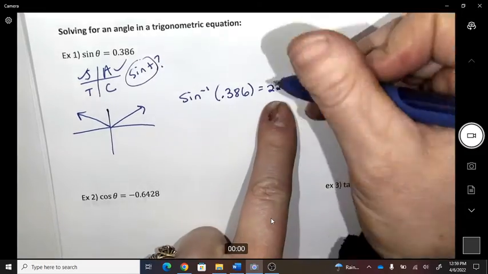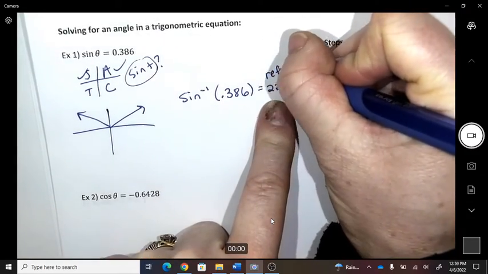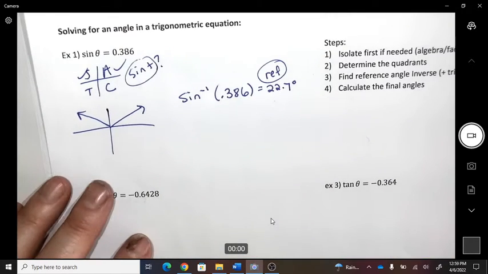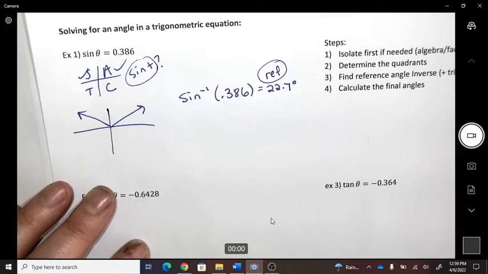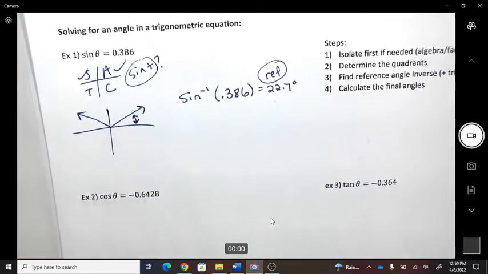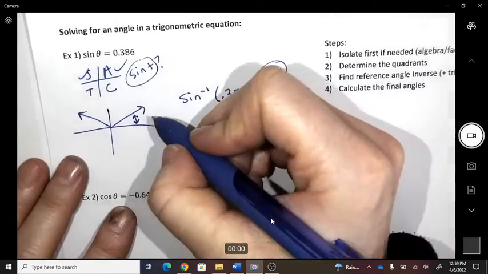This is what your calculator does. It gives you a reference angle. That's all your calculator is doing. It's just giving you a reference. So what is the reference angle again? The distance between where you are and the x-axis.